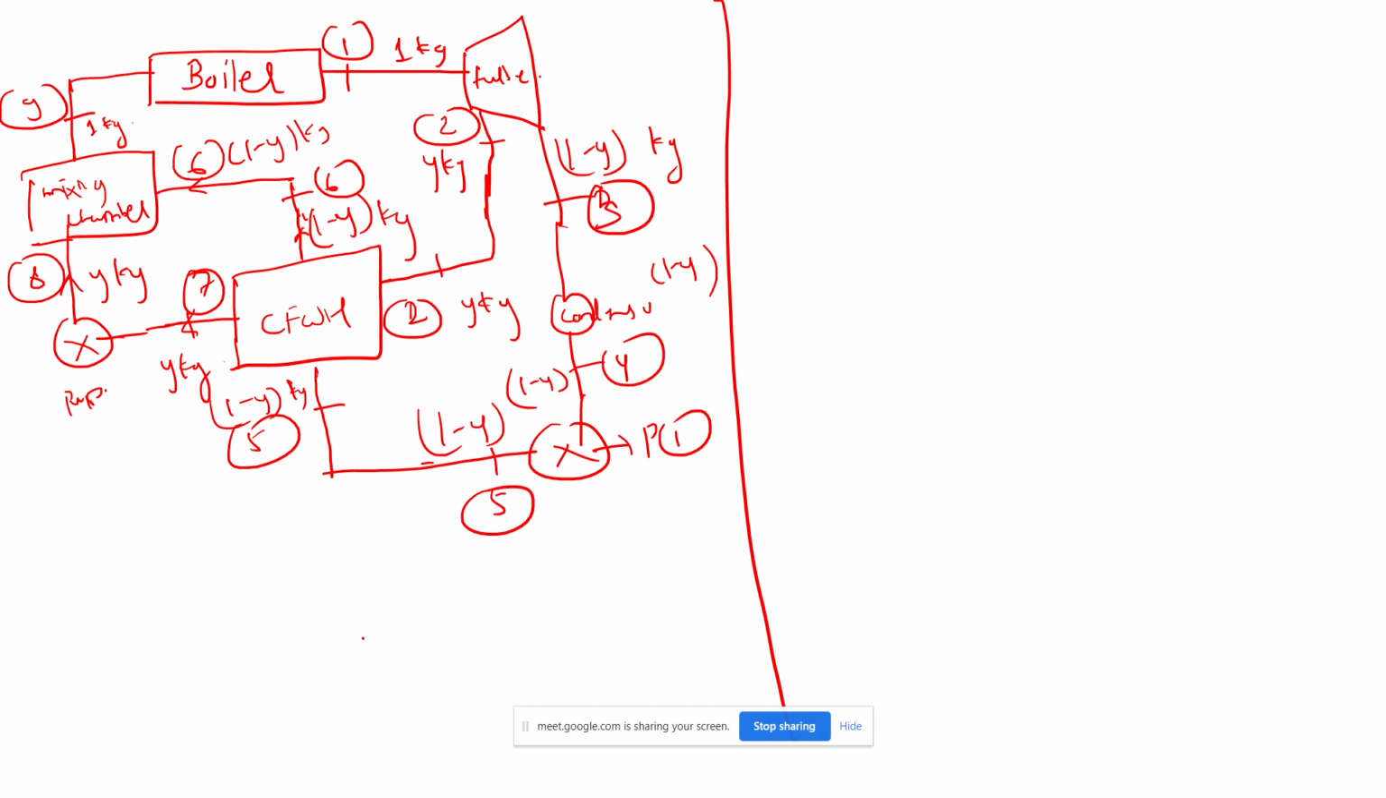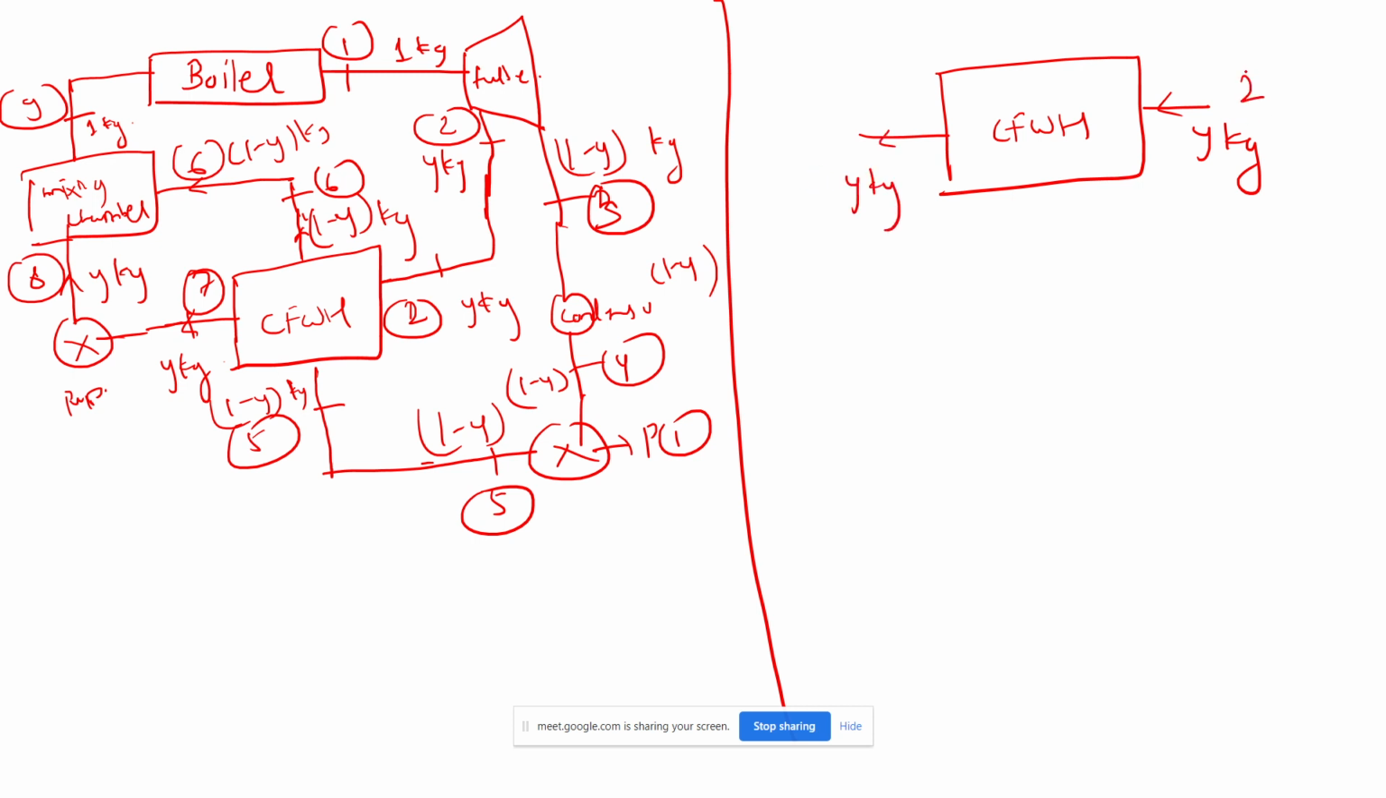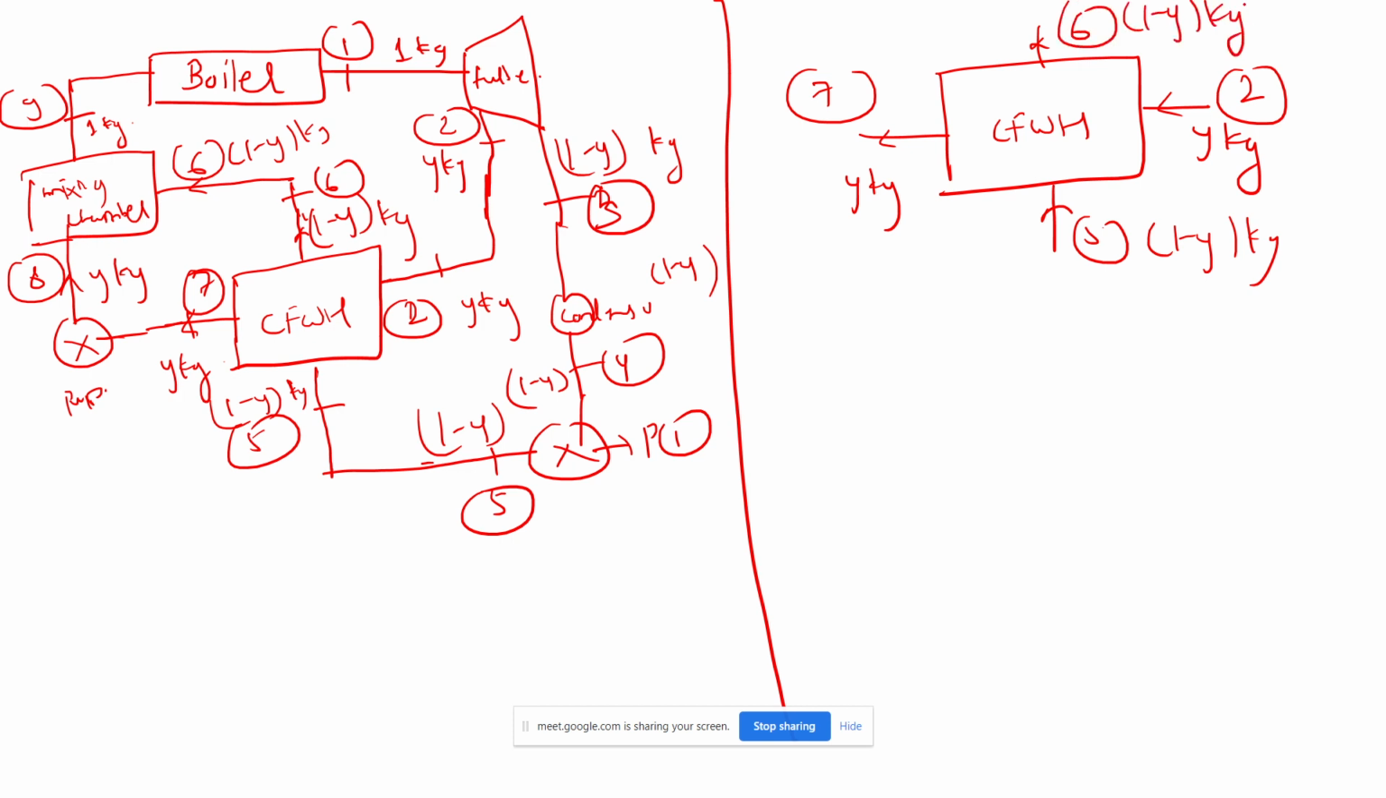Yes, sir. So what will happen if we apply the energy balance here? Closed feed water heater. Here will be y kg, condition 2 and condition 7. Here the entrance will be 5, 1 minus y kg, and here it will be 6, 1 minus y kg. So we will apply the energy balance.